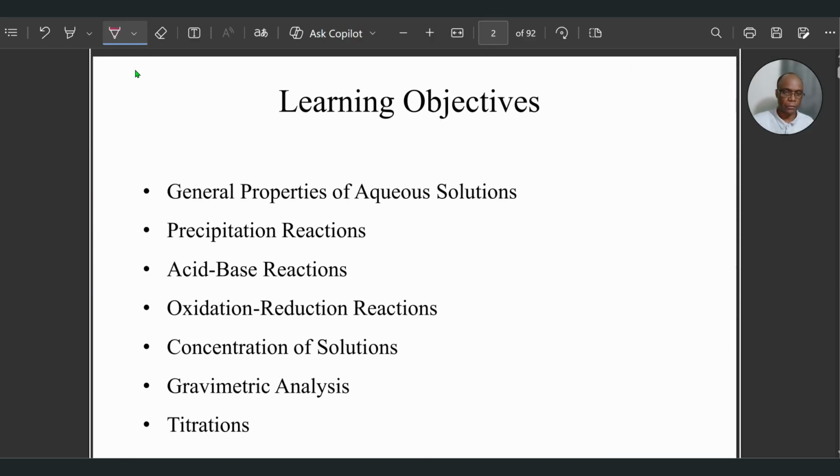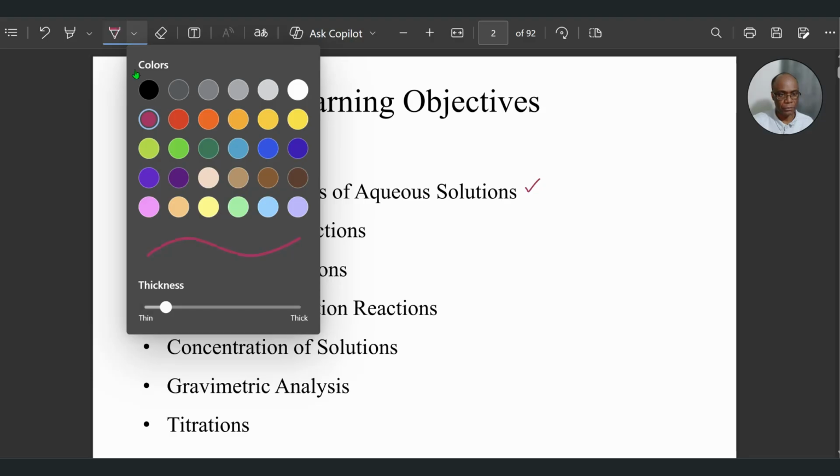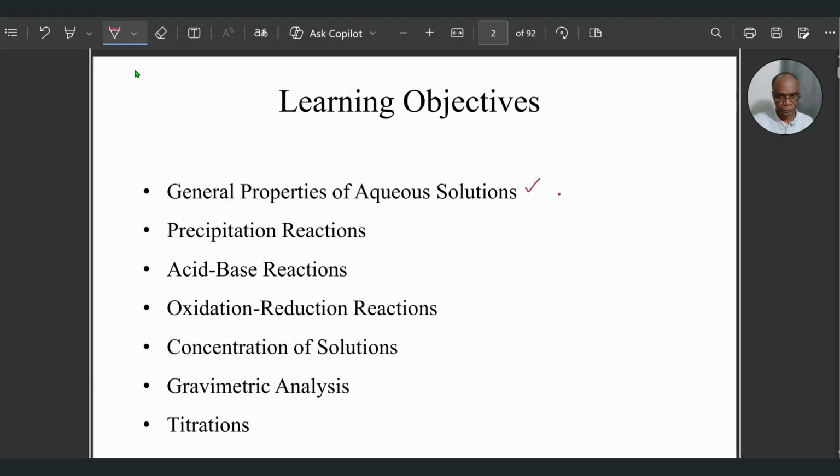What are our learning objectives? The general properties of aqueous solutions. Remember, you know you have an aqueous solution if you have dissolved ions. That's what determines an aqueous solution. For example, you put sodium chloride in water, it gives you NaCl (aq). AQ stands for aqueous. All right, we'll discuss that.